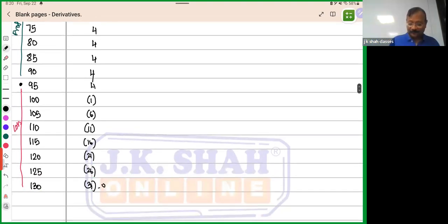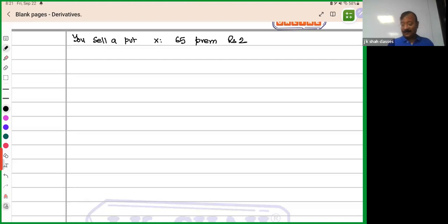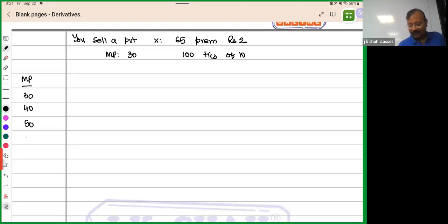Wait, I'll give you one more example, which we will do it together. Let's say you sell a put with strike price of 65, premium rupees 2. And let us prepare the payoff for market price ranging from 30 to 100 in ticks of 10. Okay, so wait, market price 30, 40, 50, 60, 70, 80, 90, 100. Ticks of 10.